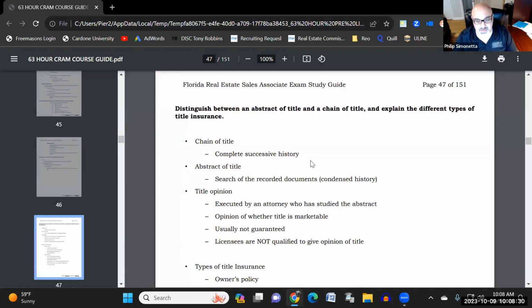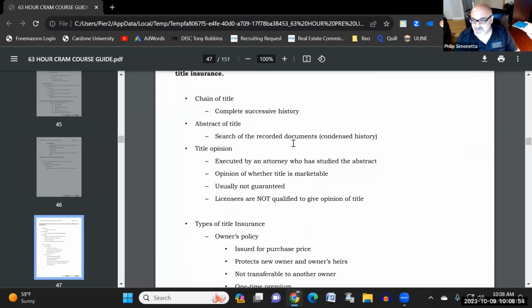The next topic for Unit 9 is you want to be able to distinguish between an abstract of title and a chain of title, and explain the different types of title insurance. So a chain of title is a complete successive history all the way back in time to when it was deeded. An abstract of title is a search of recorded documents. It's a condensed history. So it just goes through all the transfers and all the documents.